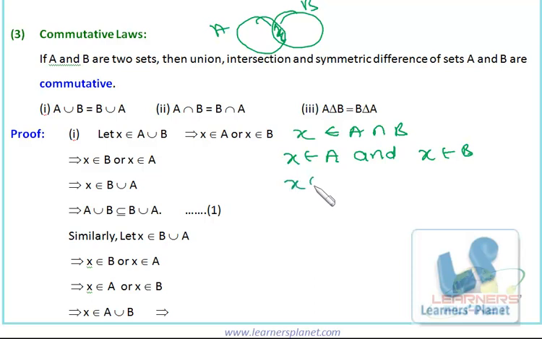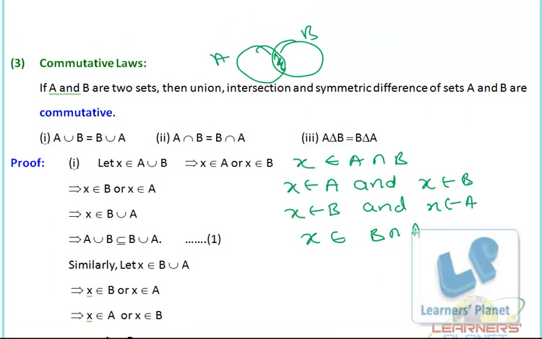So we can reverse the order. X belongs to B and X belongs to A. That means X belongs to B intersection A, right? So X belongs to A intersection B and X belongs to B intersection A, that means A intersection B is a subset of B intersection A, right? A intersection B is a subset of B intersection A.